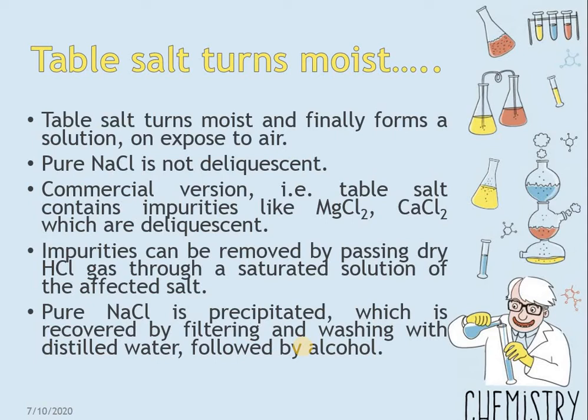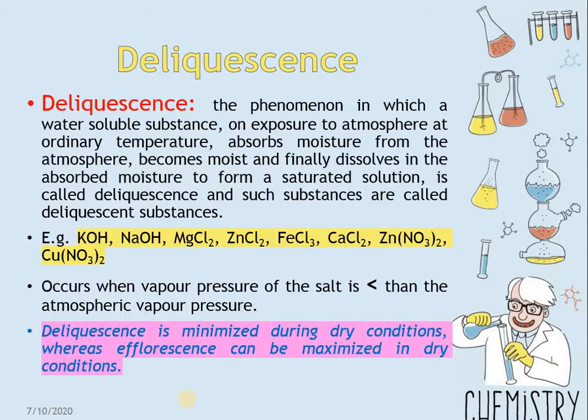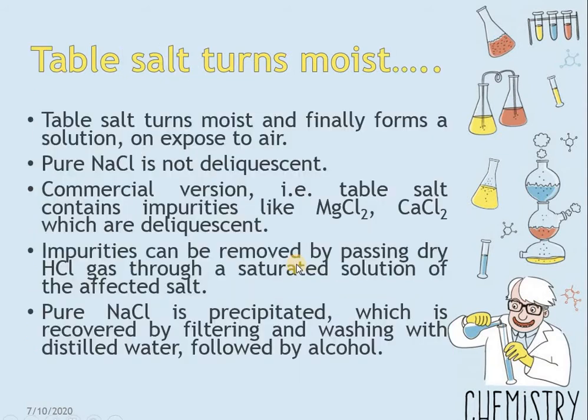Now table salt turns moist and finally forms a solution on exposure to air. Pure sodium chloride is not deliquescent. Now the commercial version of salt contains some impurities like magnesium chloride and calcium chloride. Magnesium chloride and calcium chloride, you have just now found that these are deliquescent substances. So these absorb water and the table salt turns moist. Especially you find this case in the rainy season.